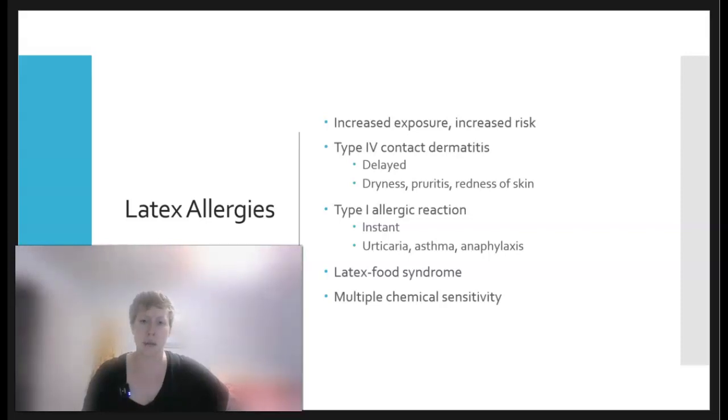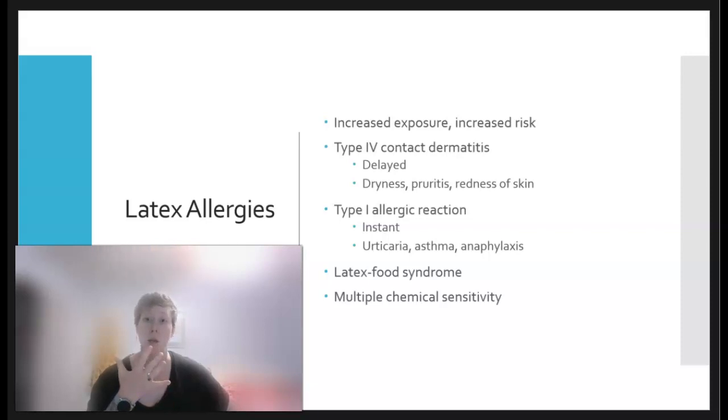So there's two types. Don't get confused by it being type 4 and type 1. There's just the two main types of latex allergies. Type 4 is a contact dermatitis. This is a delayed reaction. It happens about 6 to 48 hours after being exposed to latex. And you get dryness, itchiness, and redness of the skin.